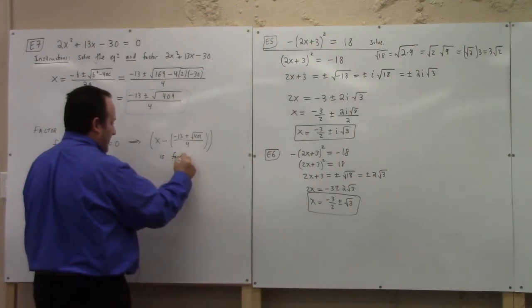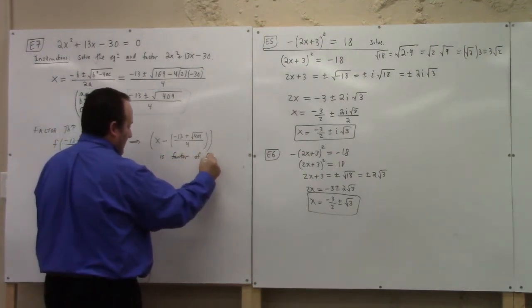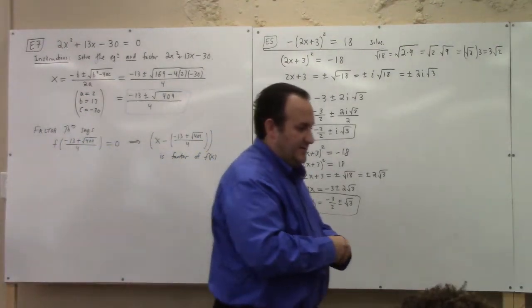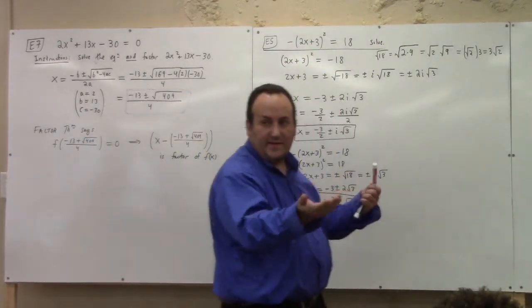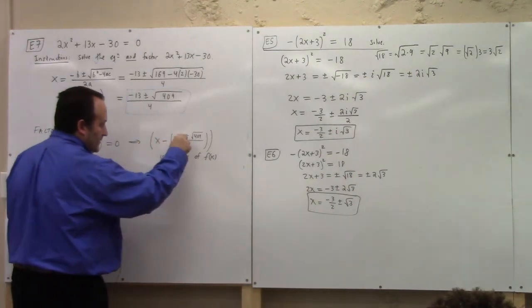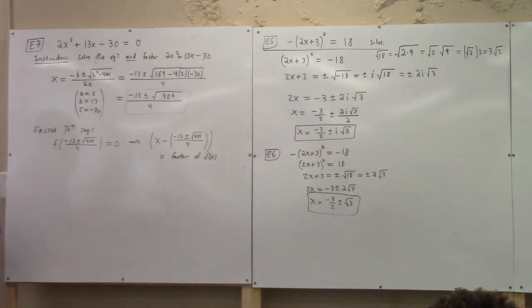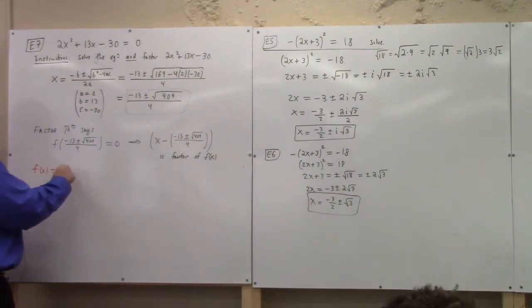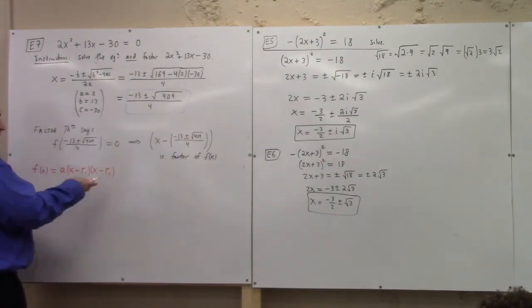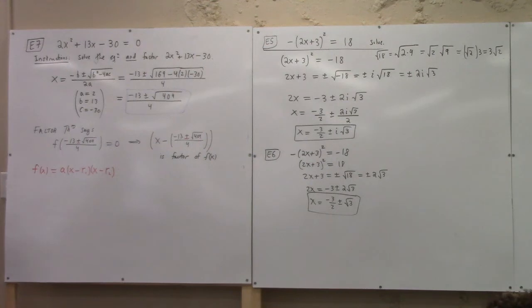And because I don't love writing, I'm going to go ahead and put a minus in here in a different color, because I can do that. So both cases, the plus and the minus, give us a factor. And we know that f of x looks like some leading coefficient times x minus r1 times x minus r2. Well, we know what r1 and r2 are. They're these things we just found from the quadratic formula. Those are the solutions.